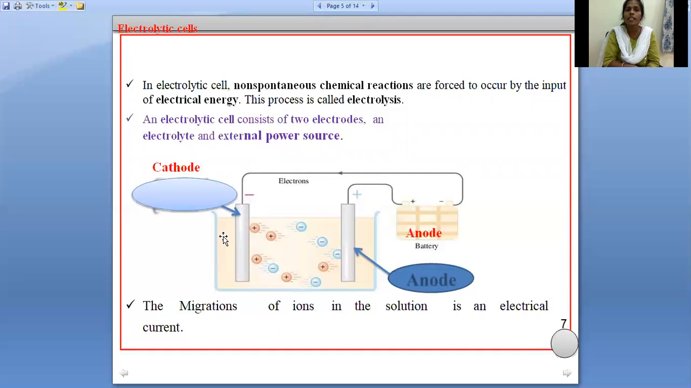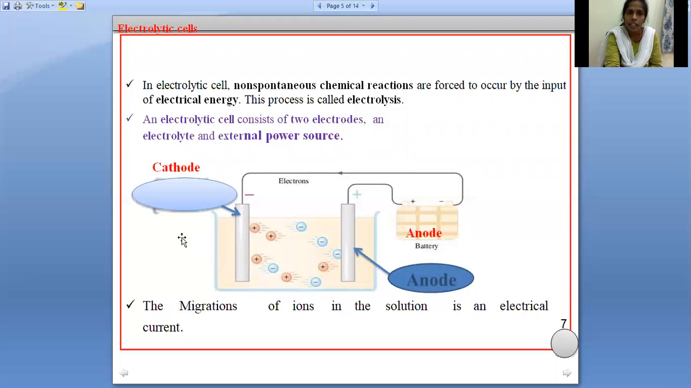In an electrolytic cell, non-spontaneous chemical reactions are forced to occur by the input of electrical energy. This process is called electrolysis. So what happens in an electrolytic cell? Electrical energy is converted to chemical energy. That means non-spontaneous chemical reactions are produced due to the consumption of electricity.